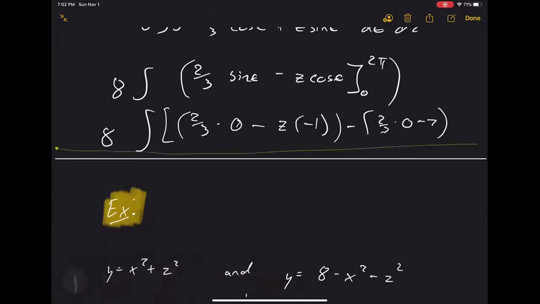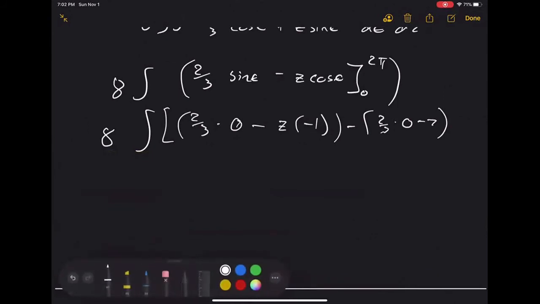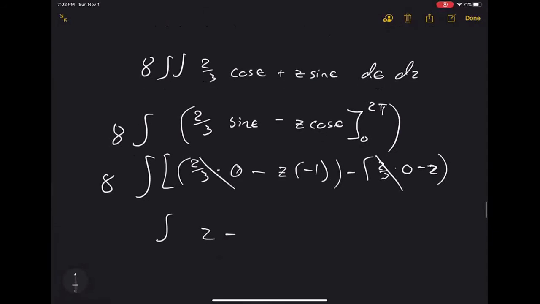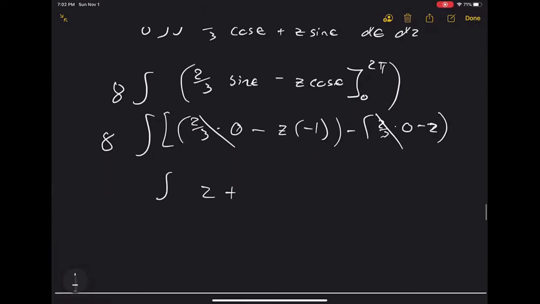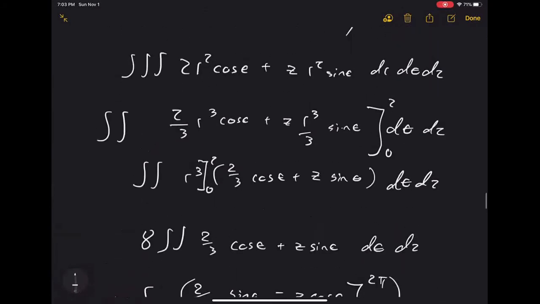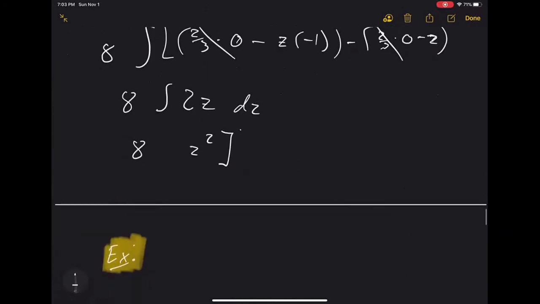Let me see if I can cancel all my negatives correctly. That's 0, that's 0. I have negative z, so positive z, minus negative z, so plus z again. So I should have 2z dz. And then that integral is just z squared over 2. The 2's cancel. And what are my z bounds? -1 to 8.